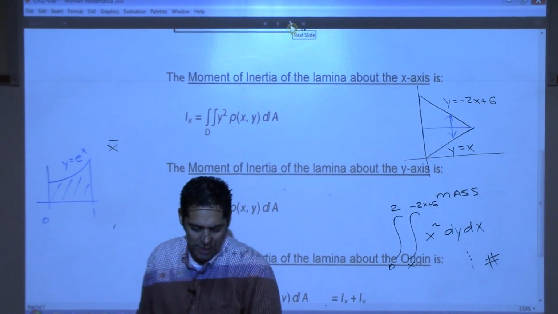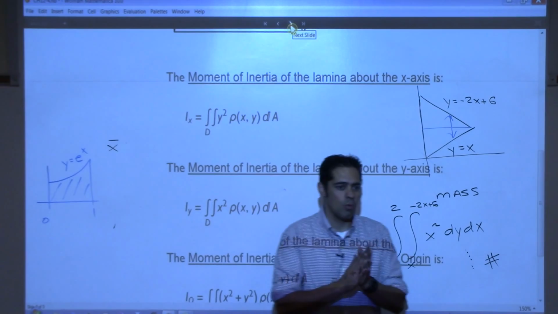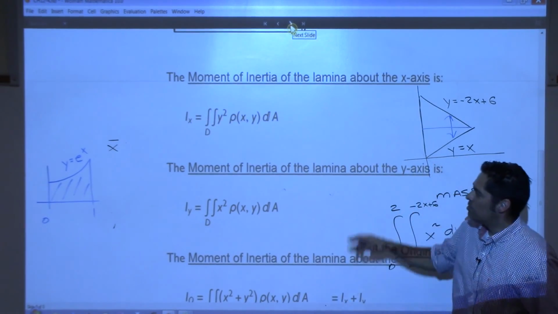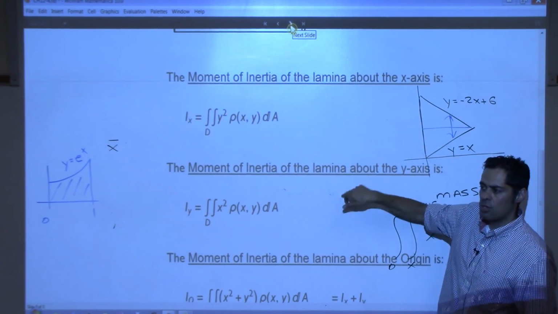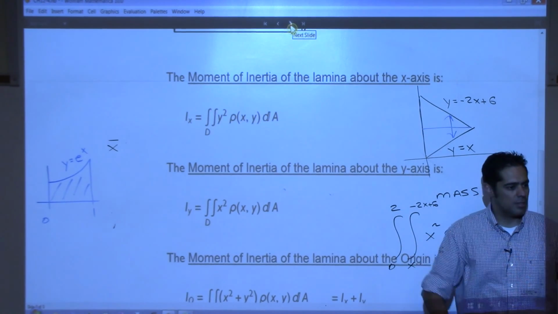So the last question there is to determine with calculus if it is easier to rotate the lamina about the x-axis or y-axis. So that means you need to calculate these two moments of inertia and compare your two answers to answer that question.